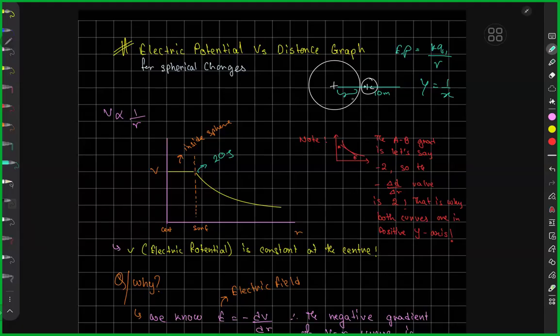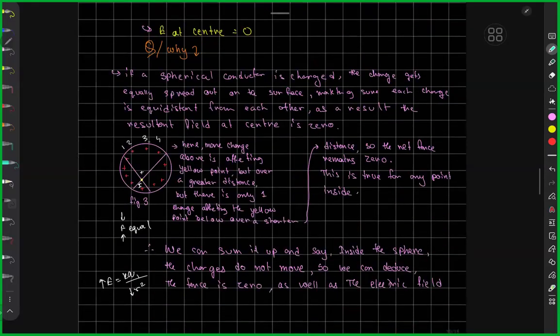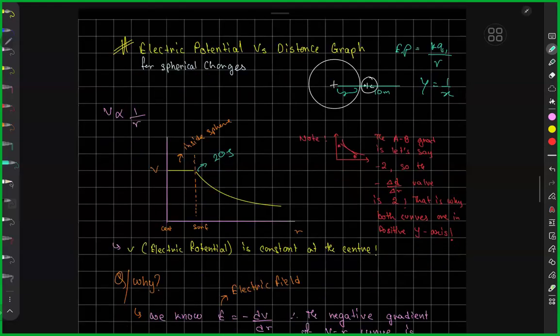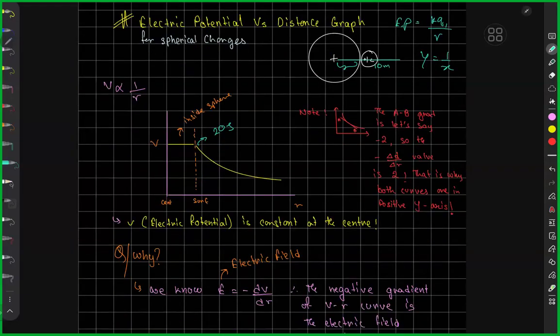No clue? Because it's constant inside the sphere. What is constant inside the sphere? The electric field. Electric field is zero. Yeah, electric field is inside zero. So why do you think the potential remains constant? You're on some right path, yeah.